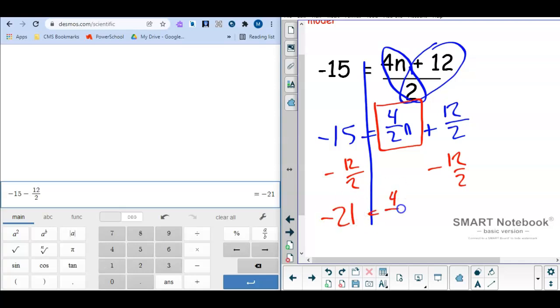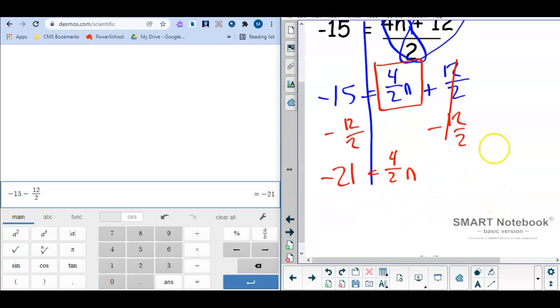That's what 4 over 2 times n equals, because that cancels out the 12 over 2's. The inverse of multiplying by 4 over 2 is to divide each side by 4 over 2. If I have a number and a variable stuck together with no symbol between them, it is called implied multiplication. So when we see a number and a variable stuck together, that is a multiplication problem, and the inverse is to divide by that coefficient. 4 over 2n divided by 4 over 2 leaves me with just 1n.